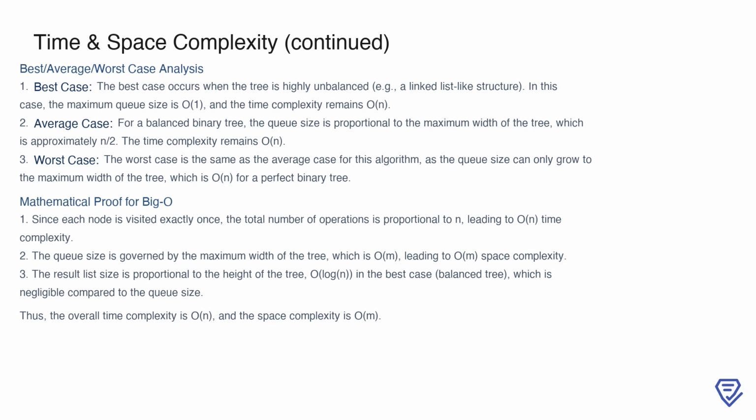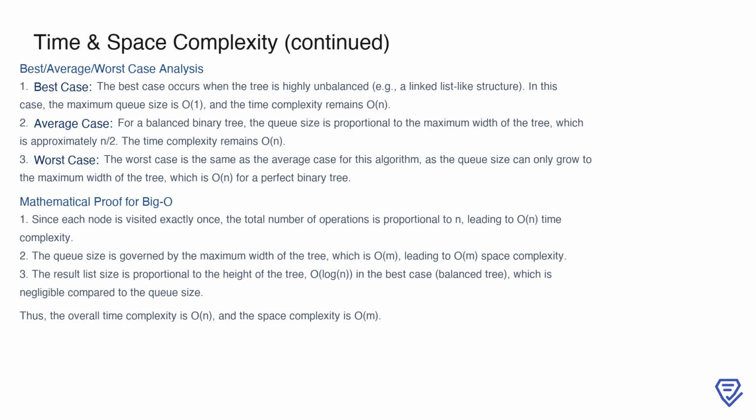In the best case, the tree is highly unbalanced, resembling a linked list. Here, the maximum queue size is O(1), since only one node exists at each level, and the time complexity remains O(n), as we still visit each node once. In the average case, which occurs in a balanced binary tree, the queue size is proportional to the maximum width of the tree. For a balanced tree, this width is approximately n/2 at the bottommost level, leading to a space complexity of O(n). The time complexity remains O(n), since every node is still processed exactly once.